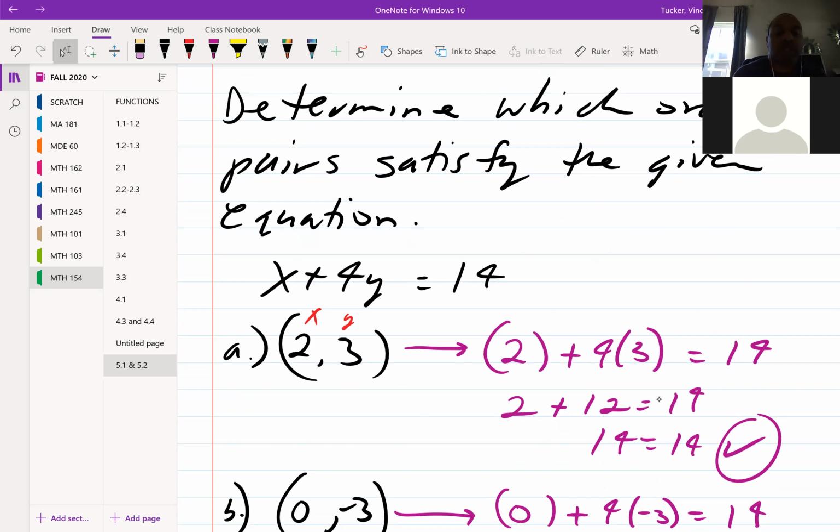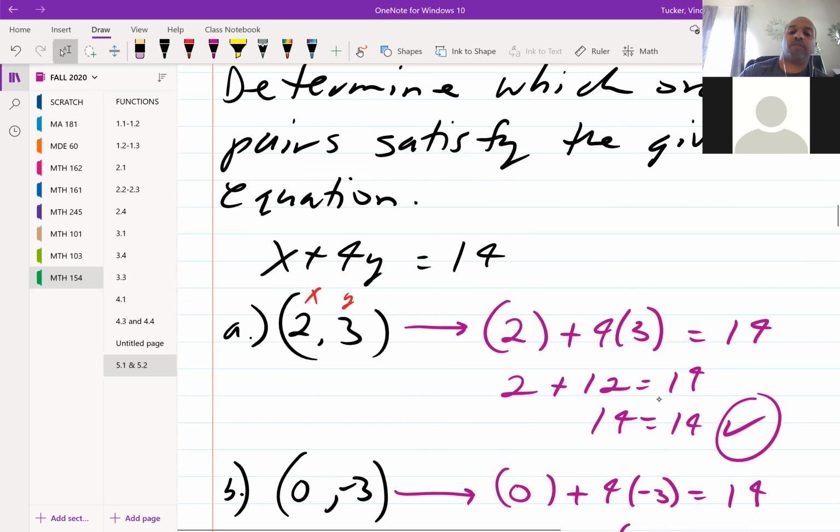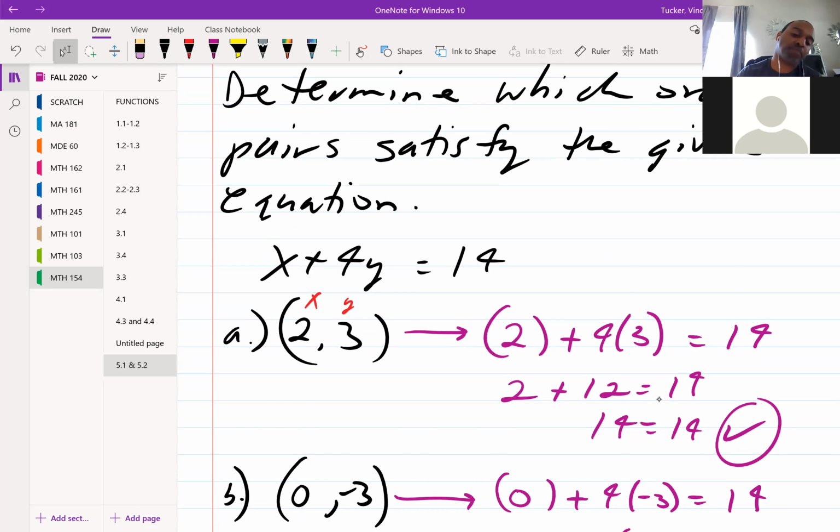So the first one we have is (2, 3). Don't forget it's an ordered pair, order matters. x is 2, y is 3. And then you're going to plug in your x and y accordingly. So that's 2 plus 4 times 3. 4 times 3 is 12, so that's 2 plus 12, which is 14. And so (2, 3) as an ordered pair satisfies the equation. That's 14 equals 14.